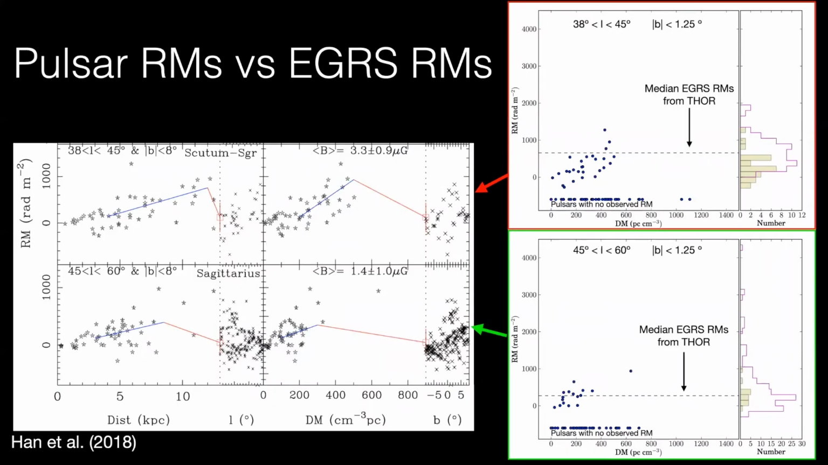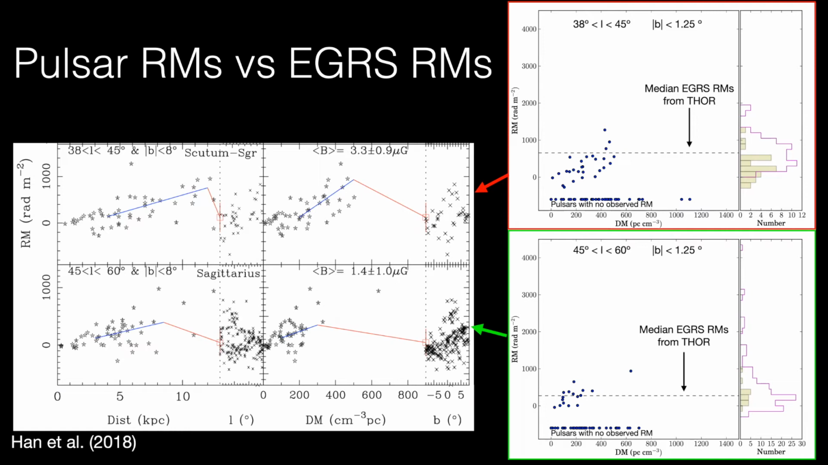The figure on the left is from Han et al., where they compared pulsar rotation measures with their distances and dispersion measures in conjunction with previously published extragalactic radio sources to argue a magnetic field reversal in the outer part of the galaxy. The figure on the right shows pulsar rotation measures versus their dispersion measures from the same longitude range as seen on the left, but with the latitude range restricted to what is observed with Thor.